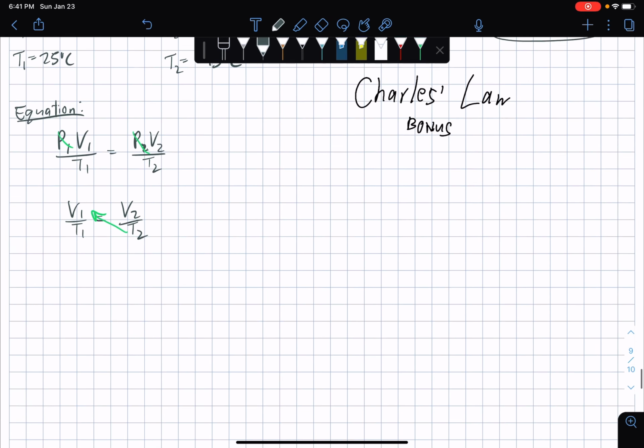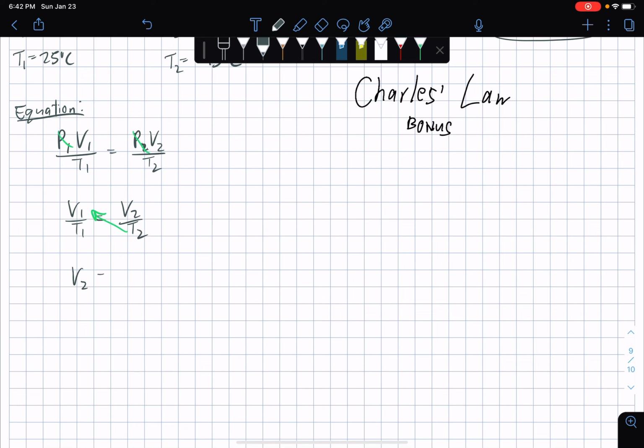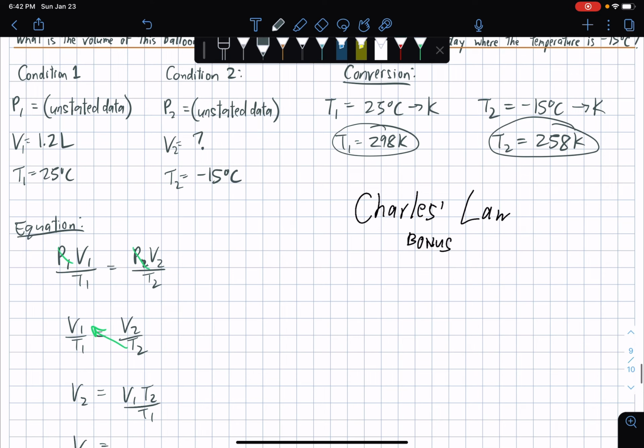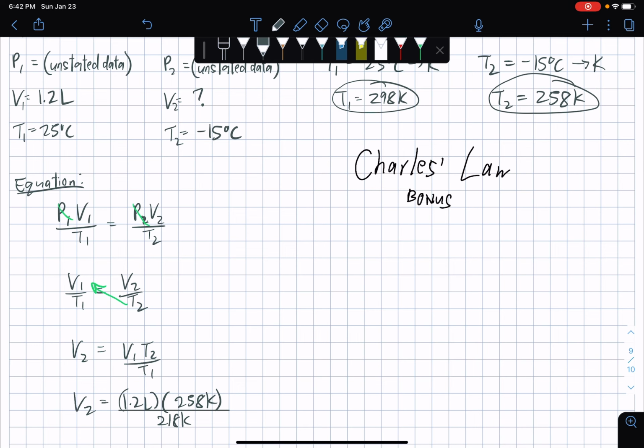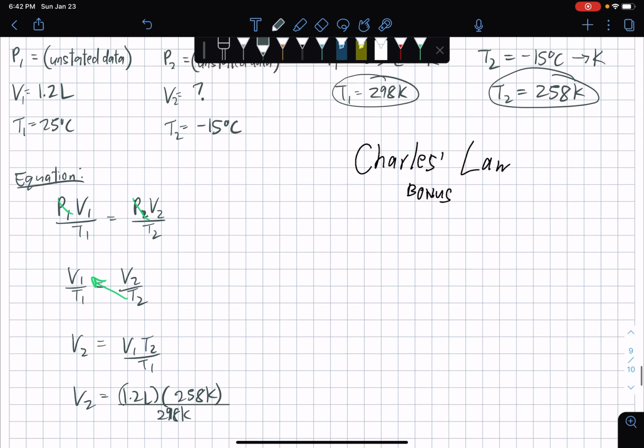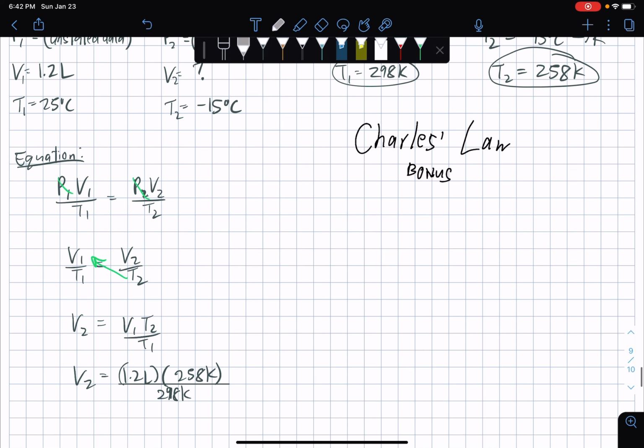Transfer T2 to the other side to make V2 alone. Right. For V1, we have 1.2 liters multiplied by T2, which is 258 Kelvin, divided by T1, which is 298 Kelvin. Right. Let's move up.